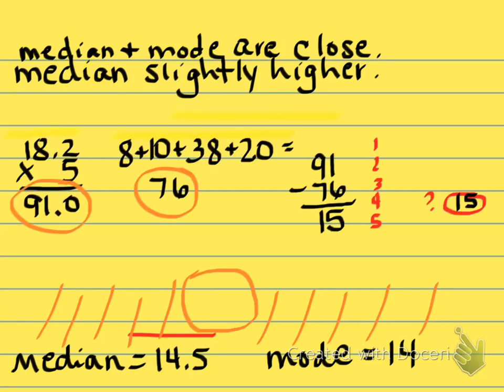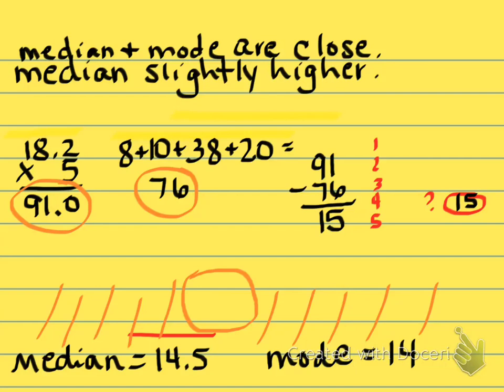Alright, so here's the information in the middle. You need to start with 18 and 2/10 times 5, because you have 5 inputs listed in the table. So 18.2 times 5 would be 91.